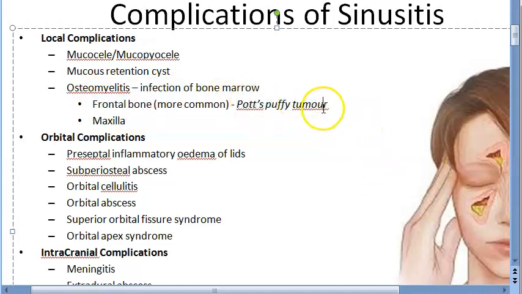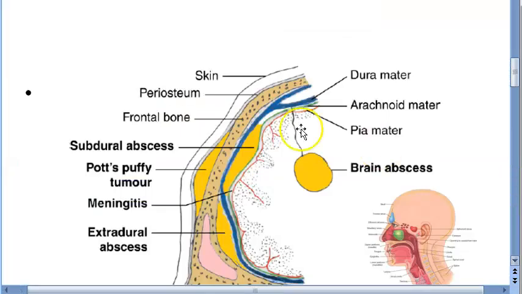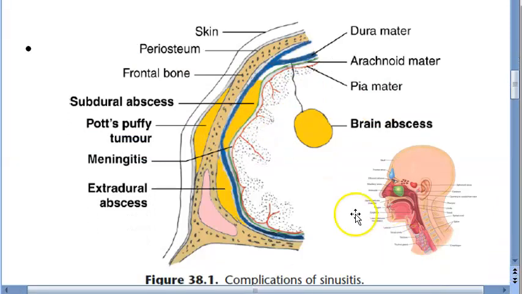Just remember that this is not any tumor, it's just pus, nothing else. So if you can understand in this diagram, where is the bone? Bone is pretty clear for you, right? This is the bone. Over the bone you have a fine layer, that is periosteum, right? So beneath this periosteum, if there is pus formation because of the sinusitis, you can see the periosteum here. This is the periosteum separated from the bone now. This is the bone. And between these two, you can see the yellow, right? That's the pus and that is nothing but the Pott's puffy tumor.